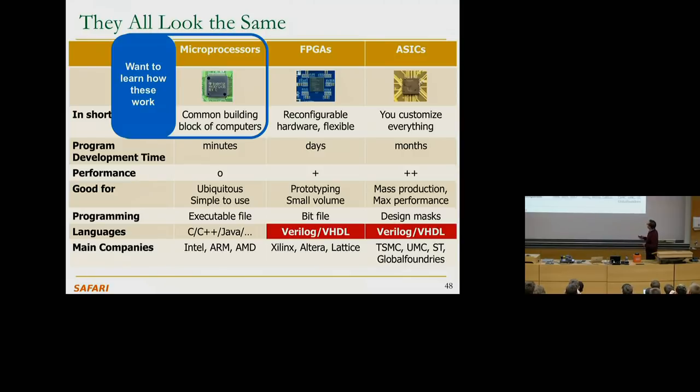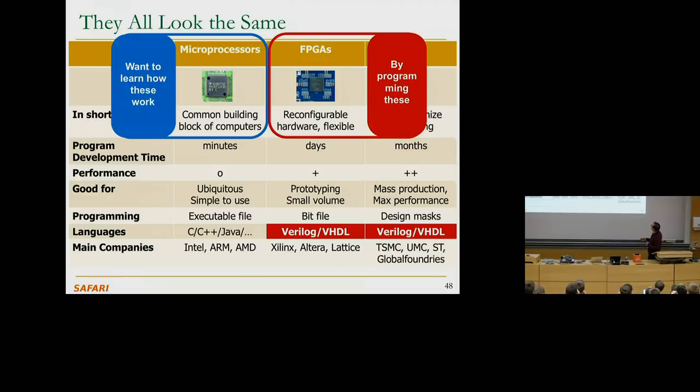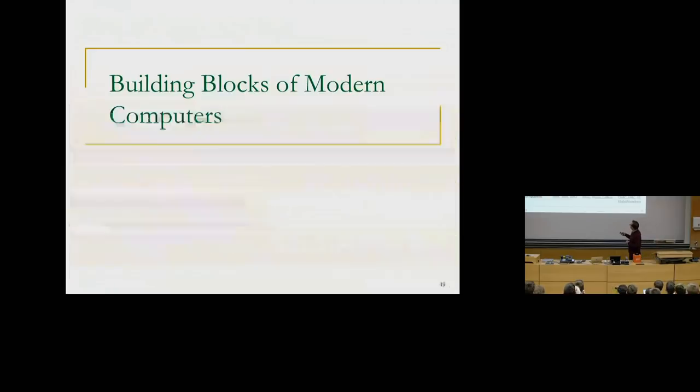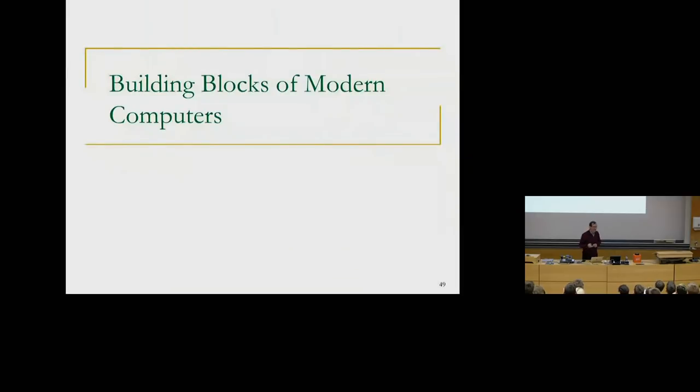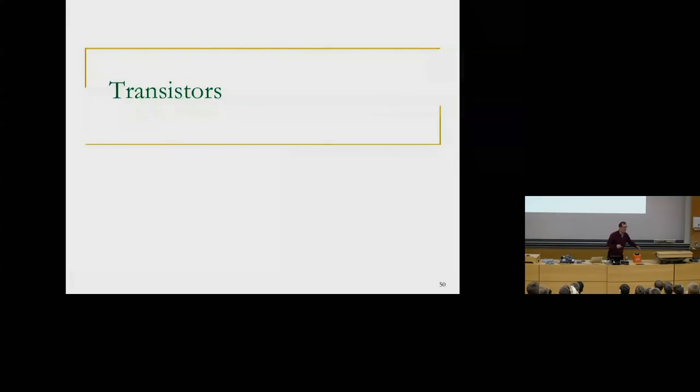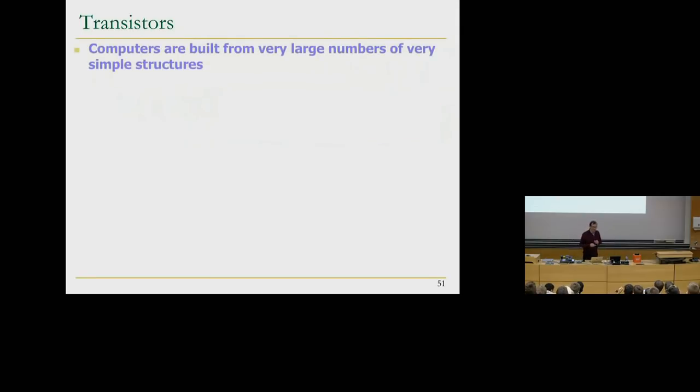As I said, we basically want to learn how these work, and we're going to look a lot into those things by programming them and using this language. Now let's start with the building block of modern computers. If we have to name a single building block, that's not going to be an electron, that's going to be a transistor. I'm going to ignore the electrons. We have to start with some abstraction level, and that abstraction level is a transistor.